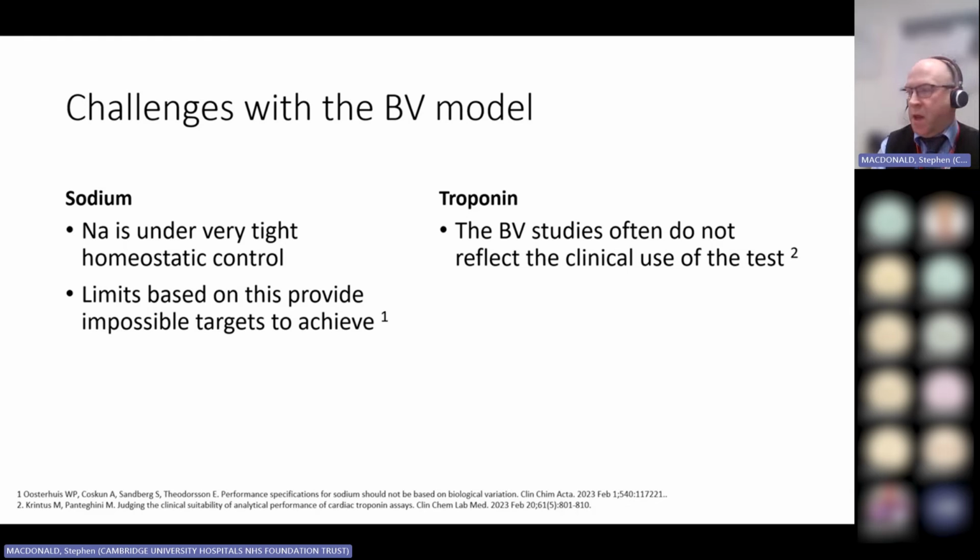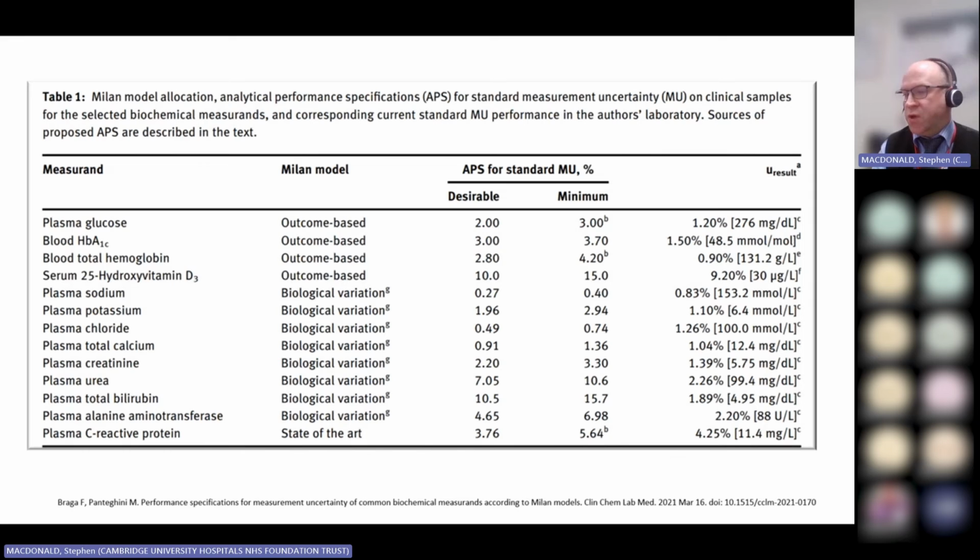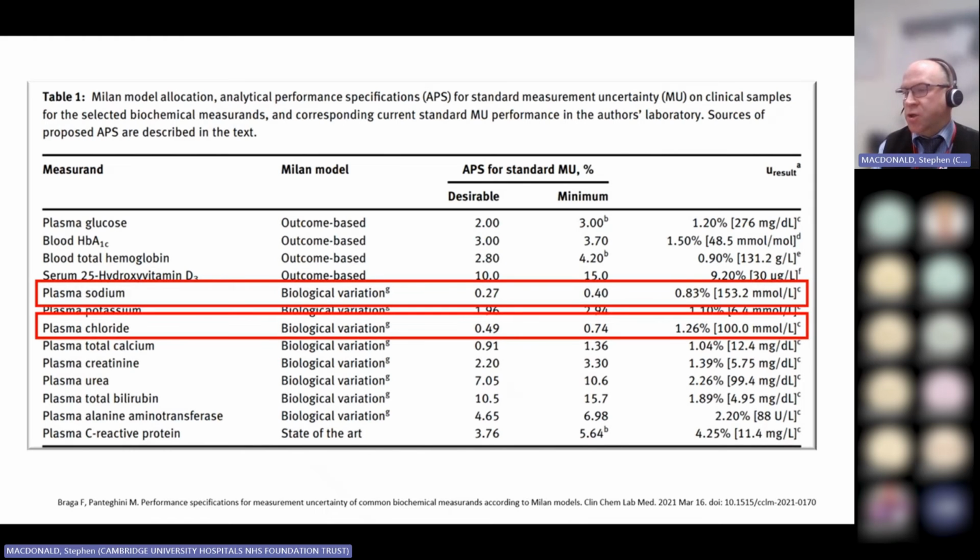So the biological variation model is still used for the lion's share of a lot of tests that we use. But there are challenges with plasma and sodium, as I said. Even looking at the minimum criteria, we are, or certainly the laboratory that produced this publication, are failing to achieve those minimum specifications. And there are reasons for that, which we'll talk about how to fix later on.